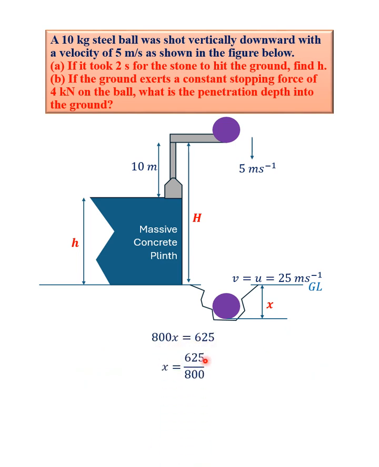If we divide both sides by 800, we have x equals 625 over 800. That means the penetration depth is equal to 0.78 meters, or you can simply convert it to centimeter to give you 78 centimeter. It means when the steel ball hits the ground, it penetrated through a depth of 78 centimeter before it finally stopped. And that is what we've just calculated for. Remember, the assumption is that the stopping force is constant, and then the resistance offered by the ground will also be a uniform resistance, all things being equal.